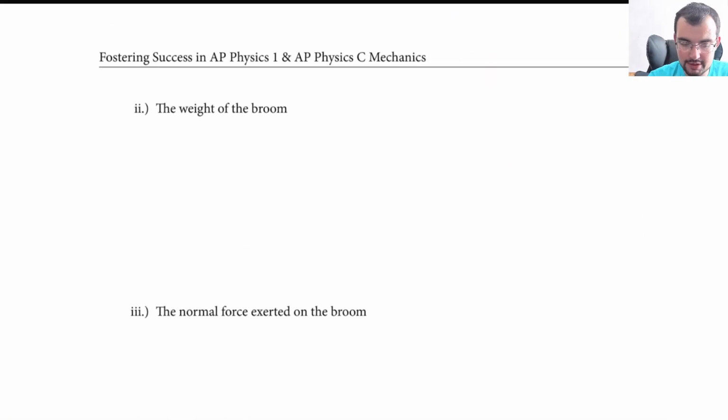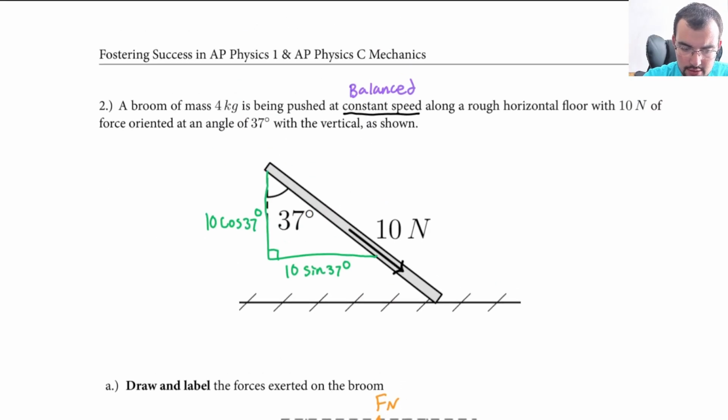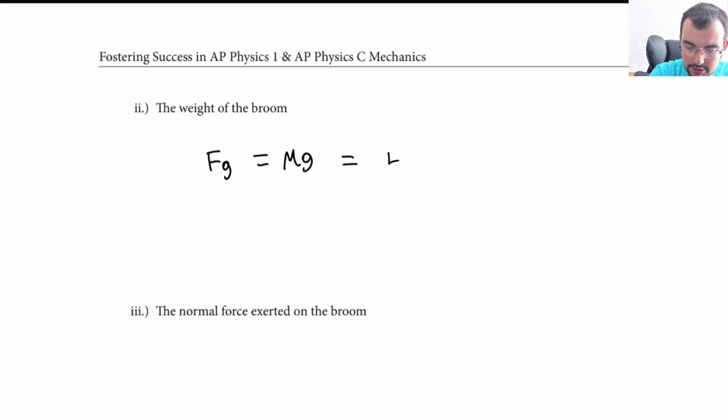All right, always a freebie. What's the weight of the broom? It's just mg. What is mg? 4 kilogram broom, so 40 newtons.